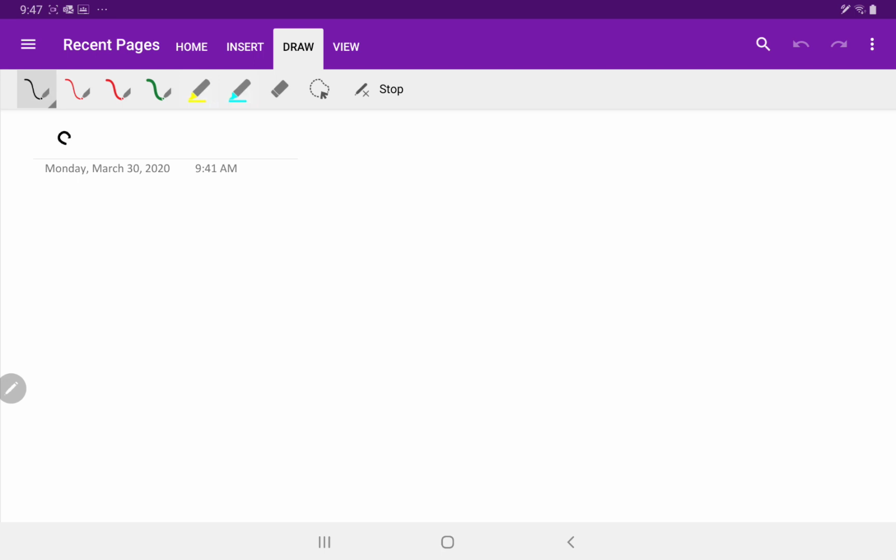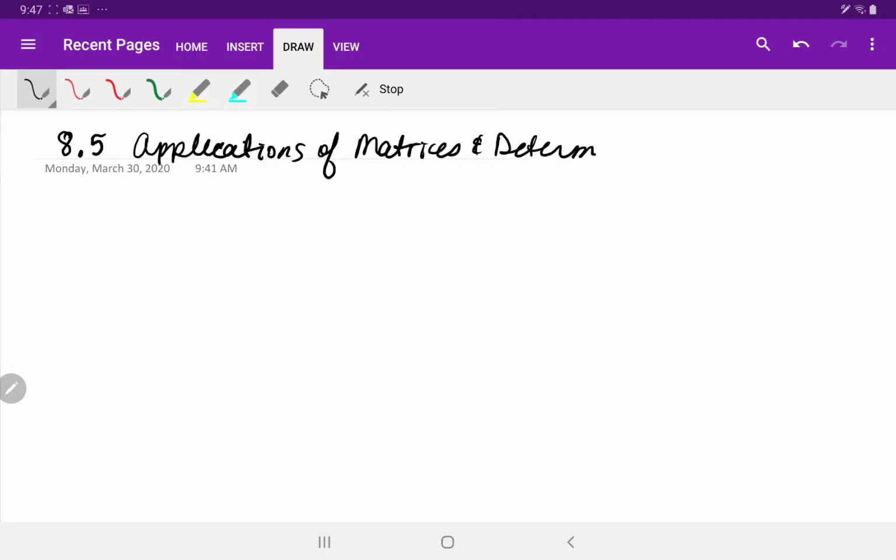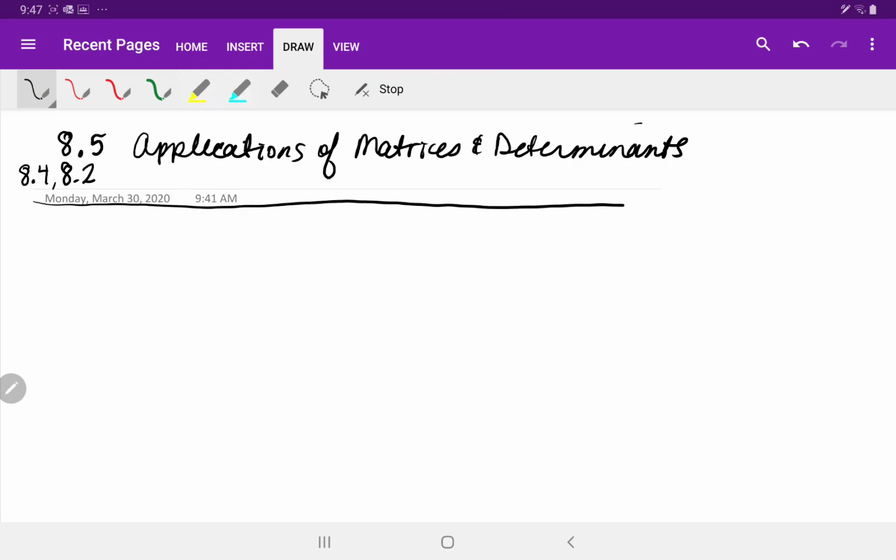So this is 8.5. Okay, and this is actually the last lesson on matrices today. So this is applications of matrices and determinants. Okay, and actually we're going to be doing a little bit of 8.2, and a little bit of 8.4 also in this order. Okay, so let me show you what we're doing. It's kind of cool. We're going to be learning how to operate most things, but we're not proving that they work.